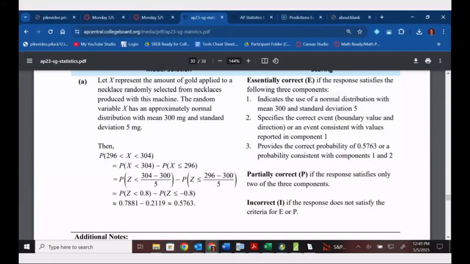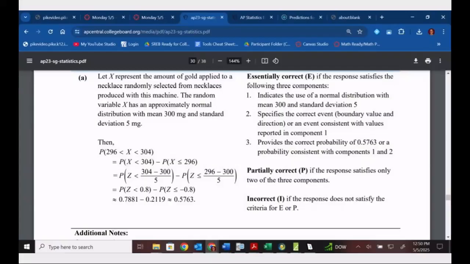If you drew a picture, because you said that this was a normal distribution, anytime you say normal, you should draw a picture to go with it, because your picture should have the N showing that it's normal, should have your mean and your standard deviation listed and labeled, and it should have the boundary value, and the shading gives direction. So your picture can take care of these first 2 components if you draw a normal curve and you label all the pieces. And then the third component provides the correct probability of 0.5763 or a probability consistent with components 1 and 2.